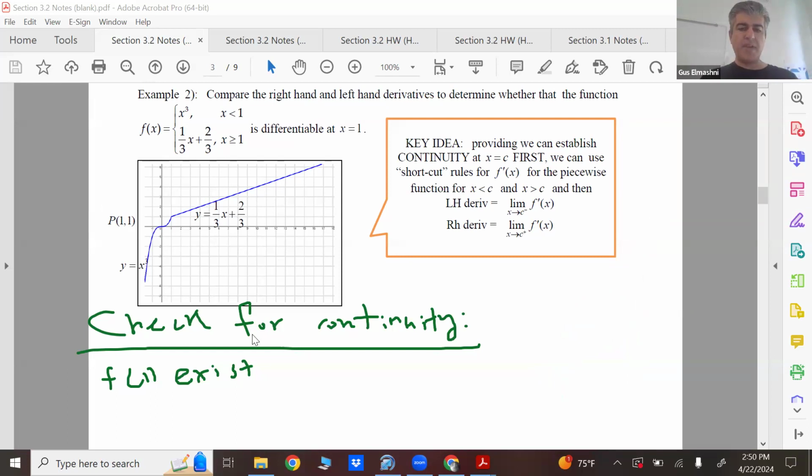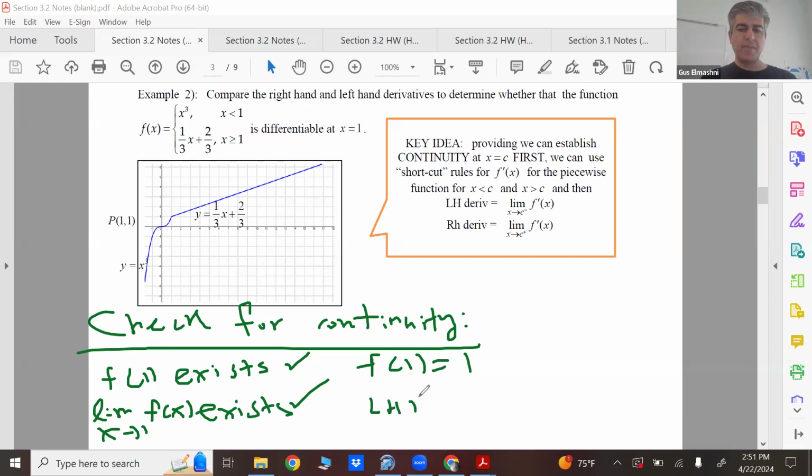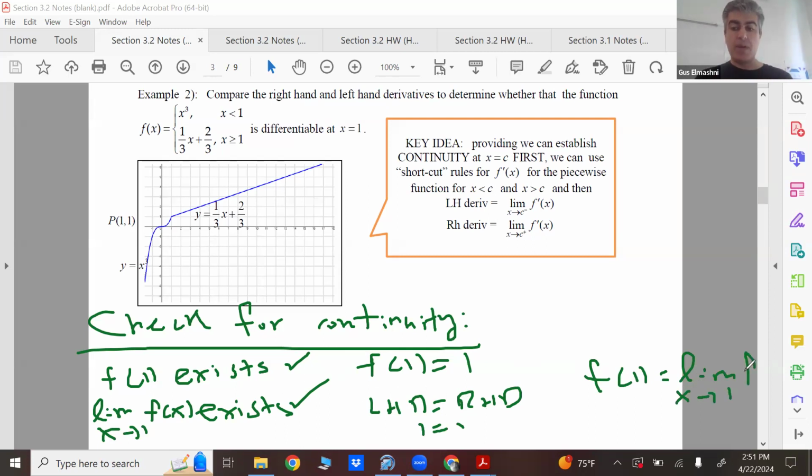So f(1) exists, it does, right? What's f(1)? 1, thank you, thank God. And then the limit has to exist, which it will. And then lastly, f(1) has to equal the limit, which it does as well. Okay.